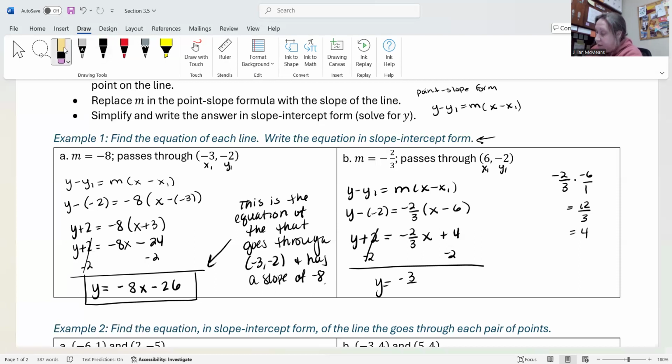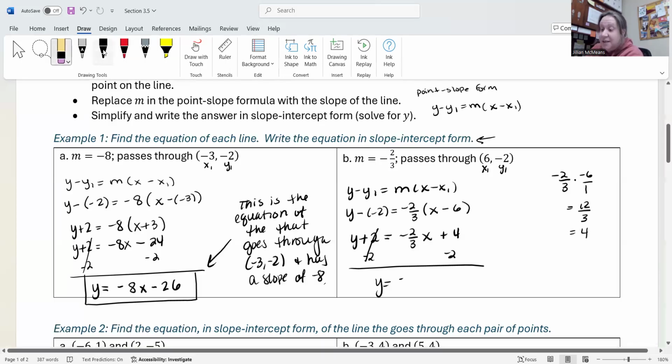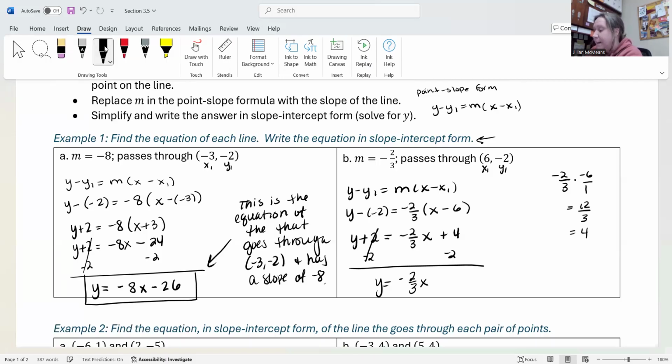And then there's nothing to combine with my -2/3. So leave your -2/3 x, and then 4 minus 2 is just 2. So here we have the equation of the line that goes through the point 6, -2 and has a slope of -2/3.